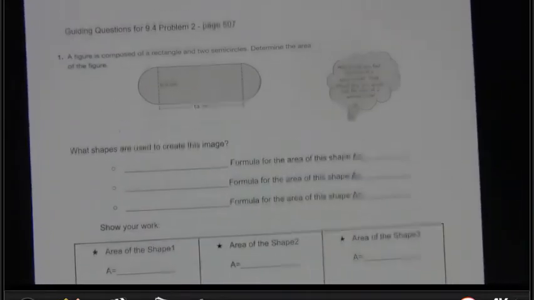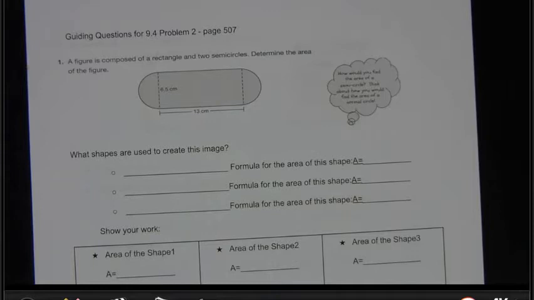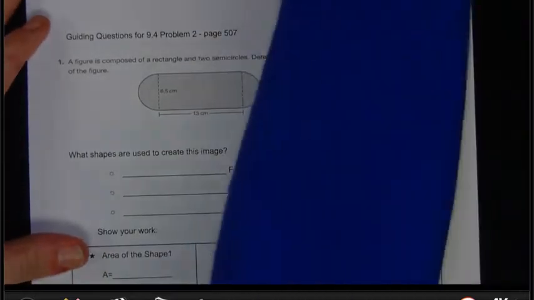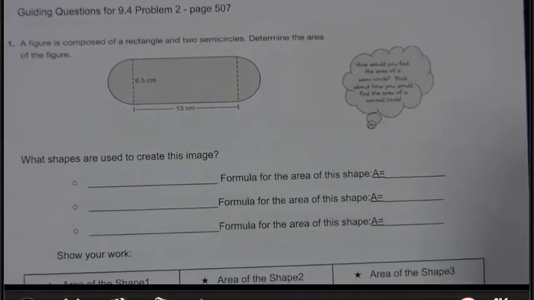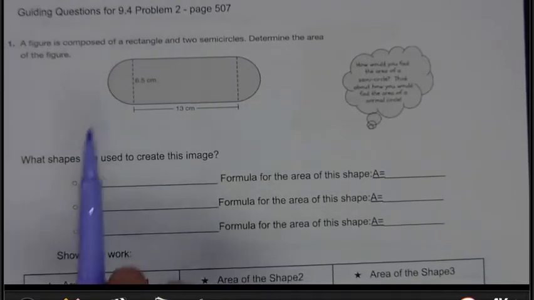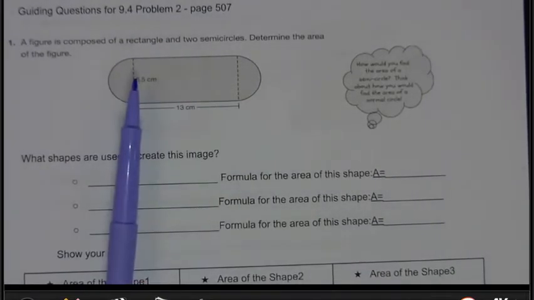All right, let's look at problem number 2. I've got a composite figure, which is 2 figures put together to create a bigger figure. The figure is a composite of a rectangle and 2 semicircles. Determine the area of the figure.